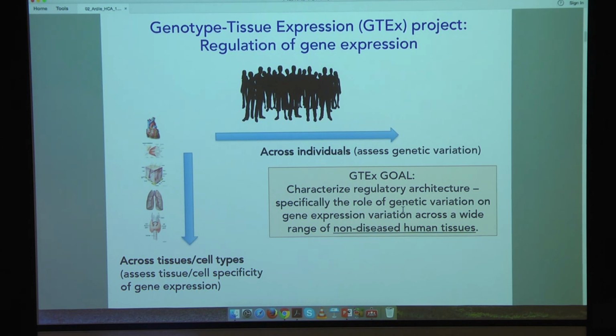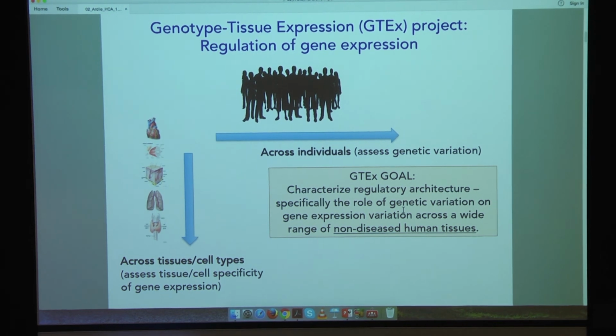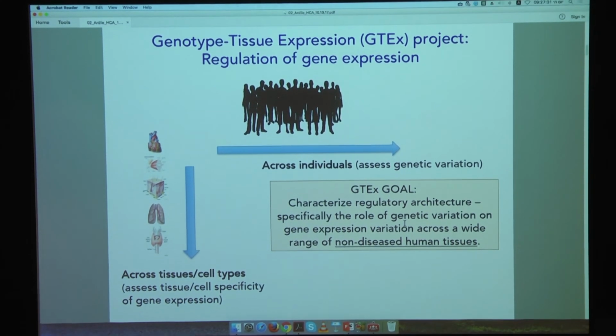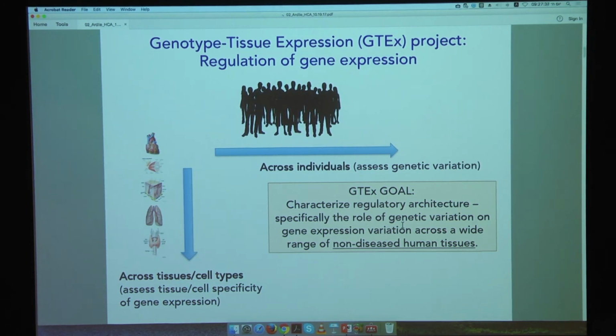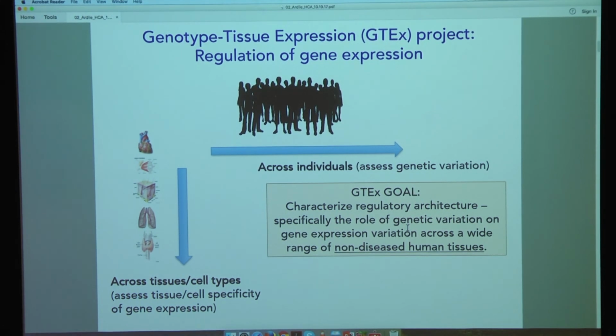The goal of that project was to understand the regulation of gene expression, specifically to characterize the regulatory architecture of the human genome, and to ask what role genetic variation across this human axis played in regulating gene expression across this sort of multi-tissue axis in a range of non-diseased human tissues. So we wanted a reference normal.